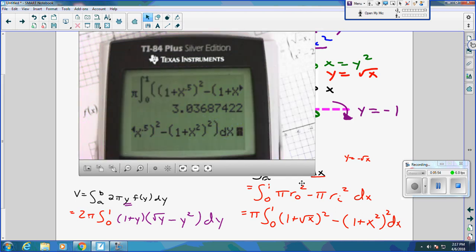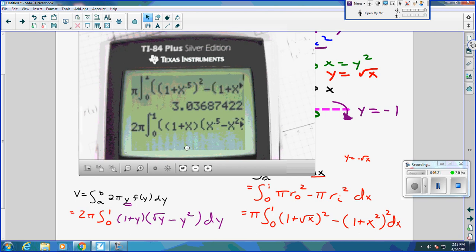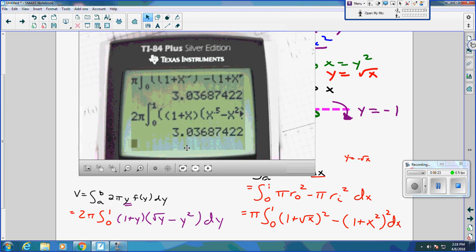And then I did the other one before I did this. So we go second entry to get these other equations, and you just got to make sure you get the right things. It's 2 pi from 0 to 1 of 1 plus y. But we don't use y on the TIs. We use the x again, so I'm changing all the y's. X to the 0.5 power, or square root of x would do the same thing, minus x squared dx. And again, if I hit enter, I get an answer of 3.03687422. Exactly the same answer.